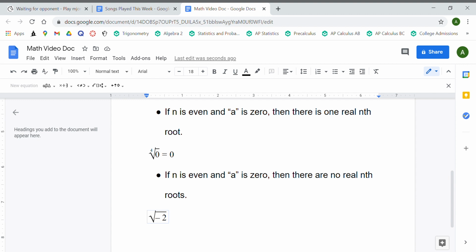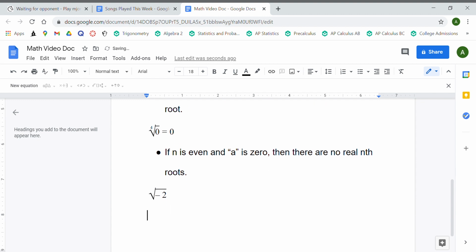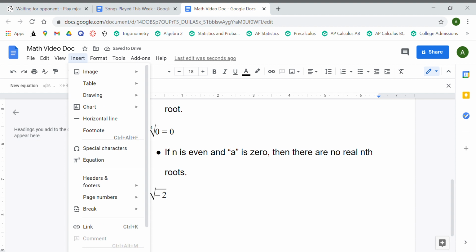No real nth roots. Because remember the rule, you cannot multiply the same number twice to get a negative number. You have a positive and positive, negative and negative. Both situations are always going to be positive. Can't get a negative number. Instead, you get something called imaginary numbers, which we're going to be talking about in the Algebra 2 topics. Alright, let's break it down. And I mean page break.